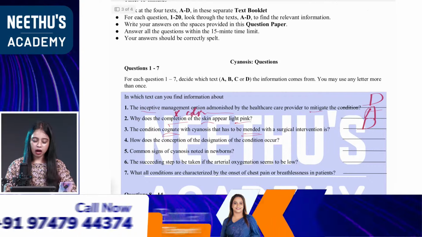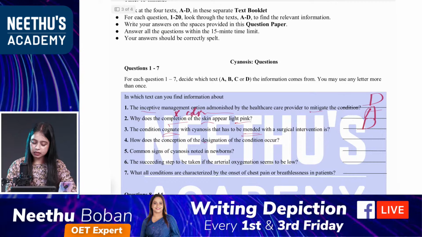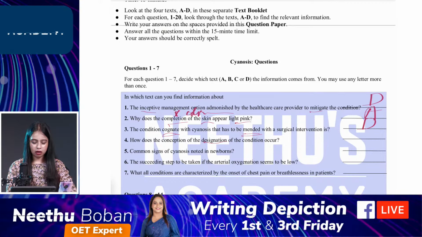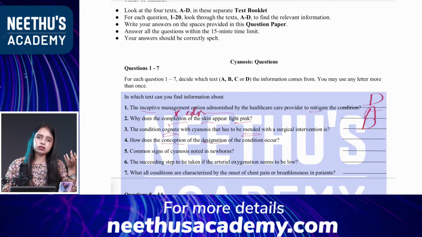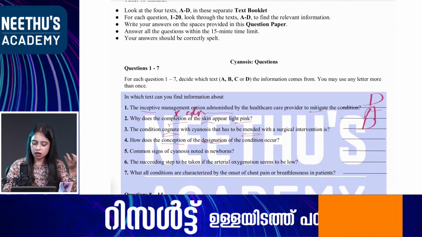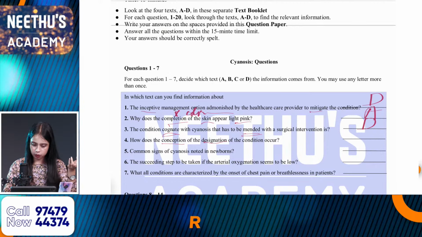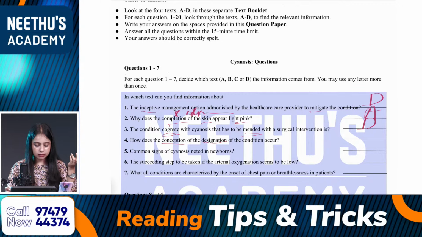Then the fourth one: how does the conception of the designation of the condition occur? Designation is about the name. Conception means the meaning, or you can say the beginning, the initial of the word. So where is the source of the word, the originating meaning? That is the designation of the condition, that means cyanosis. Where is it mentioned?